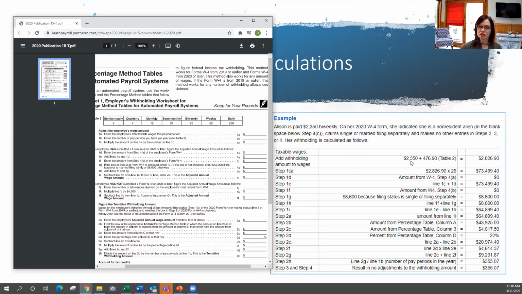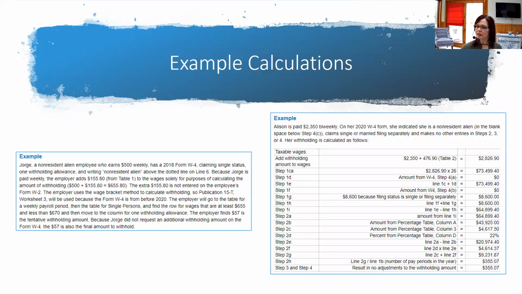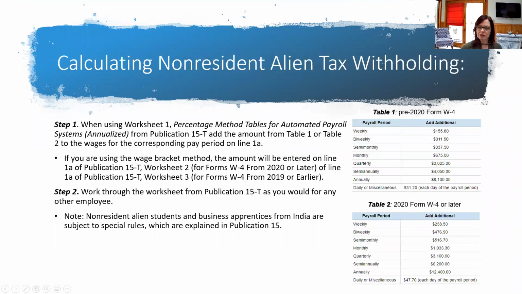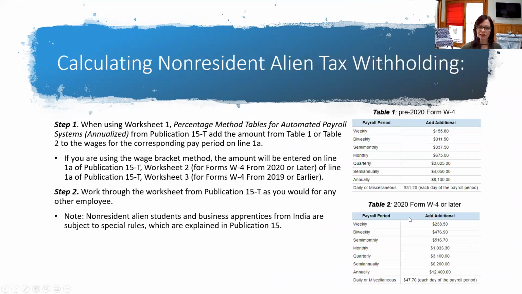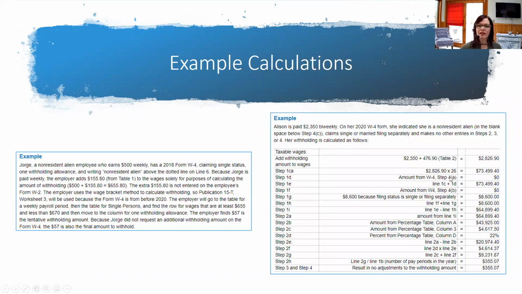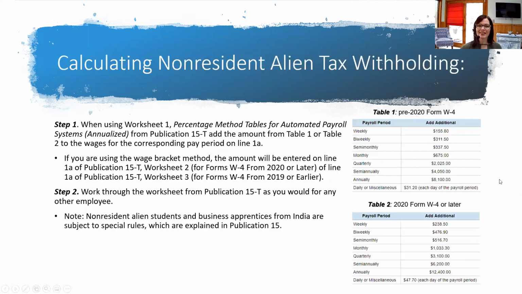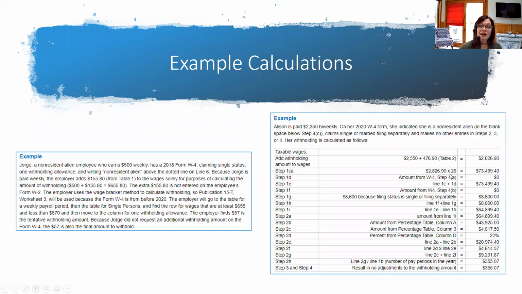So we take the $23.50, which is the regular income, and let me back up. Sorry about that. For biweekly single, I just wanted to show you from here, it's on the 2020 table. So biweekly is the $311.50. Oh, I'm sorry, $476.90. I had the wrong number. $476.90 over here. So that's going to give us a total of $2,826.90, and because it's biweekly, you multiply that times 26 for a total of $73,499.40.